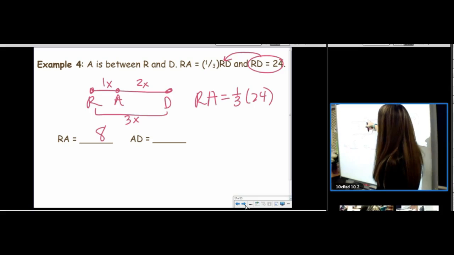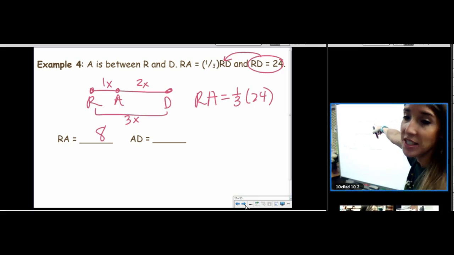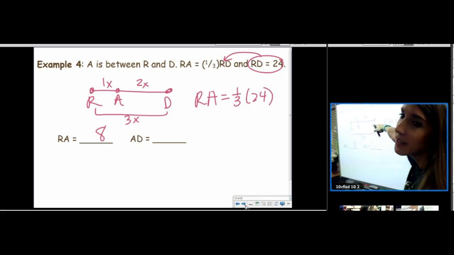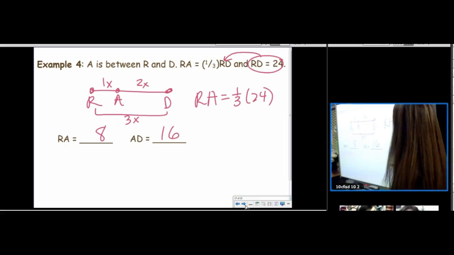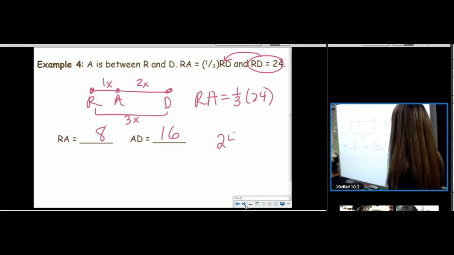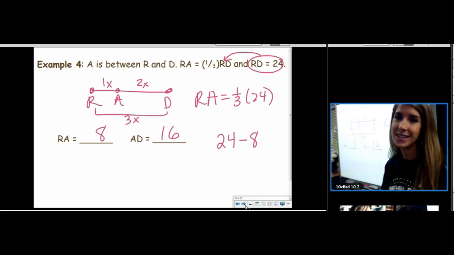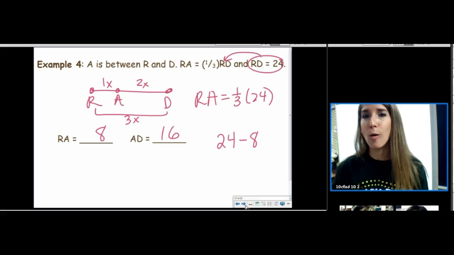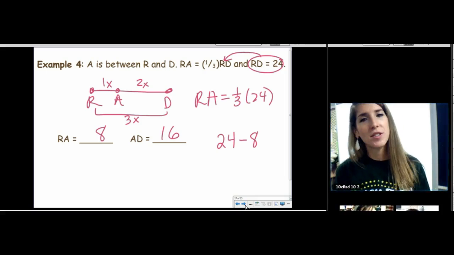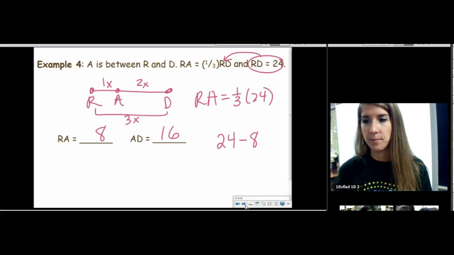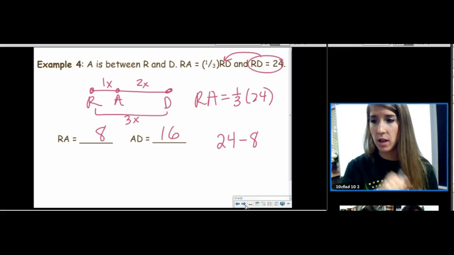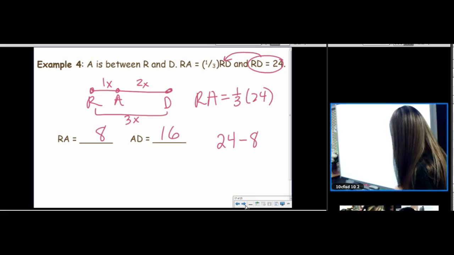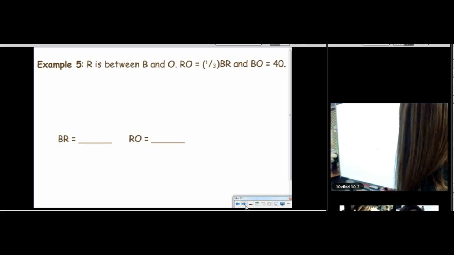And this one, you could take the 8 and just double it, because AD would be double RA. So it would be 16. If you didn't know that you could double it, you could just take your 24 and subtract 8, because we know part plus part equals whole. So if you have the whole and you want to find the other part, you just subtract. So what did we do here? All we did was take 24 and plug it in. They're not all that easy, but that one was that easy.